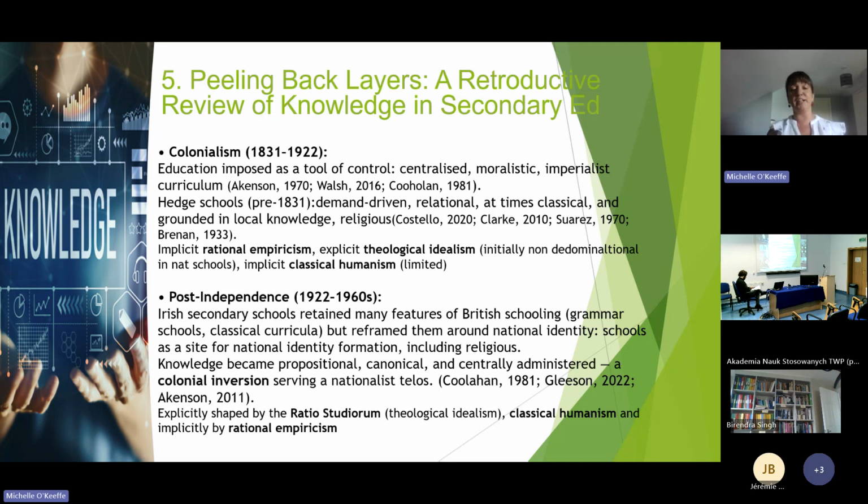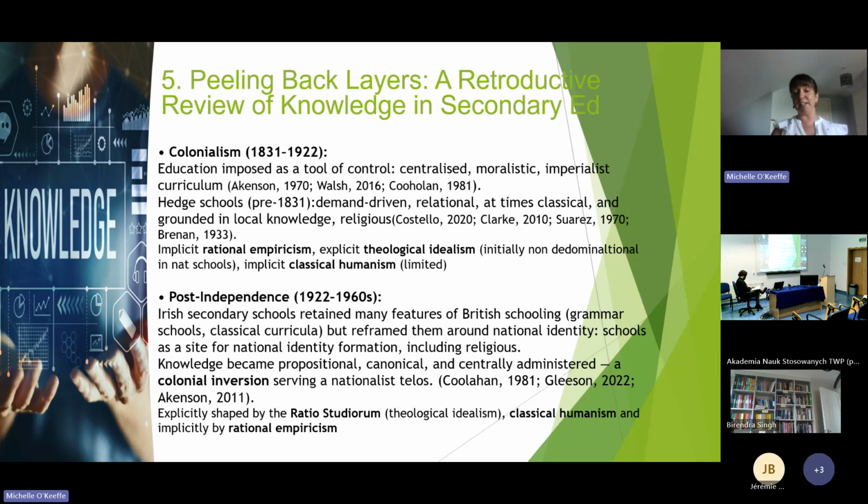Post-independence, Irish secondary schools retained many features of British schooling. For example, Irish secondary schools were based on the grammar schools in the UK, and they were very much based on the classical curricula, classical humanism, but reframed around national identity. Schools became a site for national identity formation, including religious. So knowledge became propositional, canonical, and centrally administered. It was a colonial inversion, I'm arguing, serving a nationalist telos.